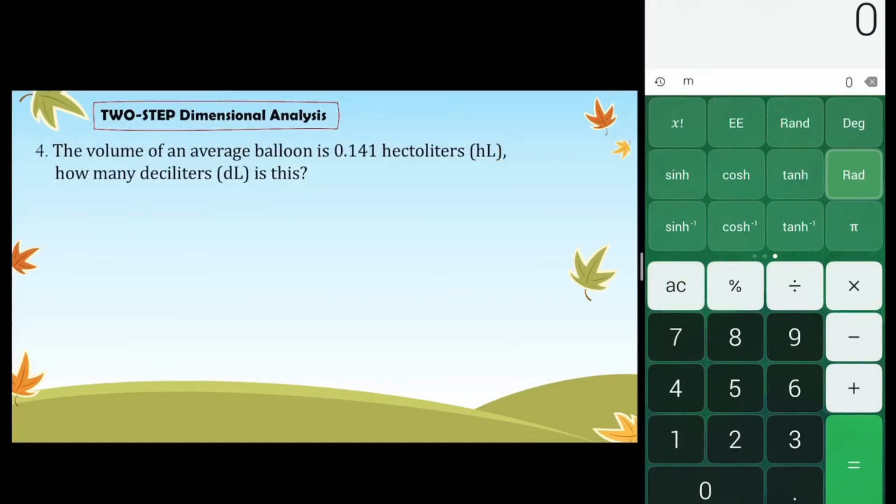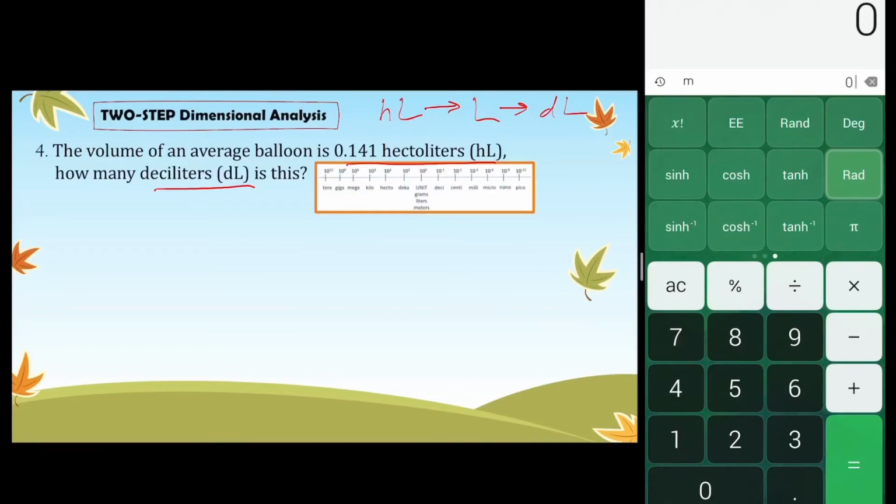Number 4, the volume of an average balloon is 0.141 hectoliters. How many deciliters is this? So once again, conversion within the metric system, prefixes that should be familiar to you. So you will not be given conversion factors for this type of problem. Okay, let's begin by looking at our pathway. So we're going to go from hectoliters to our base unit liters, and then finally to deciliters.